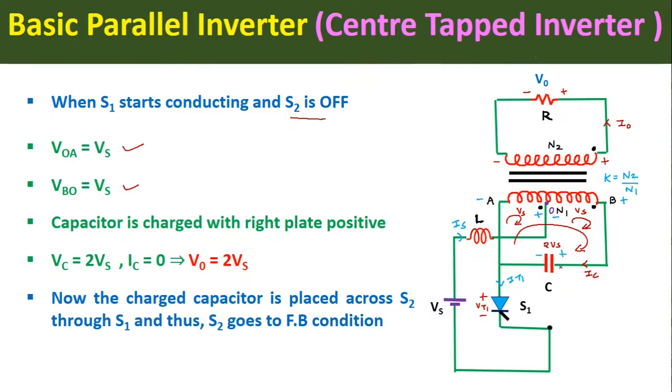As soon as this capacitor is charged to the maximum voltage of plus 2Vs, the capacitor current becomes 0, and since this capacitor is connected in parallel with this load resistor R through this transformer, the load voltage will also be equal to plus 2Vs, and this polarity of the load voltage will be taken as positive, with the right hand terminal positive with respect to the left hand terminal. Now here you can see this capacitor is placed across this S2 SCR, that means the P side of this S2 SCR is getting this positive polarity of the capacitor voltage. So this S2 SCR will go into the forward bias condition and be ready to turn on.